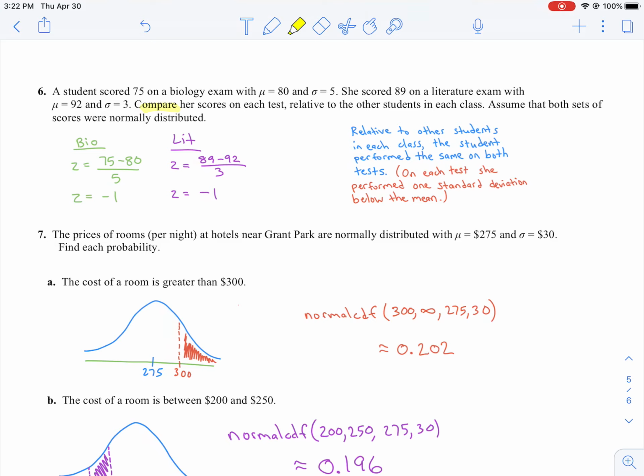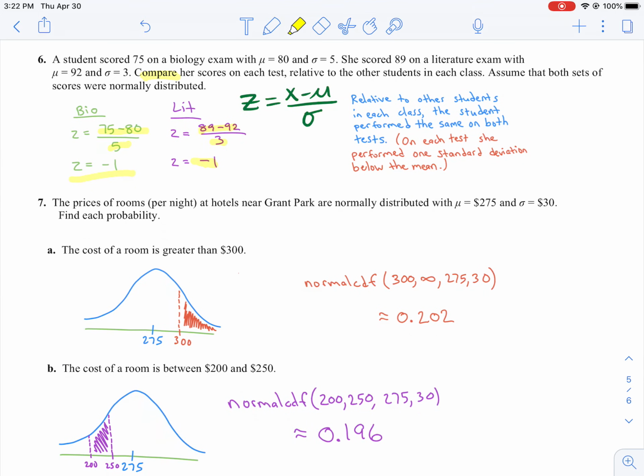Even if they weren't normally distributed, we can still find a z-score for this. So remember, a z-score, let me write this down, a z-score is equal to the actual value minus the mean divided by the standard deviation. So if we took a look at the bio exam, she got a 75 minus the mean divided by the standard deviation. She had a z-score of -1, which means she scored 1 standard deviation below the mean. If we did the same thing for the literature exam, she also had a z-score of -1. So relative to other students in each class, she performed equally well, or she performed the same on both exams.